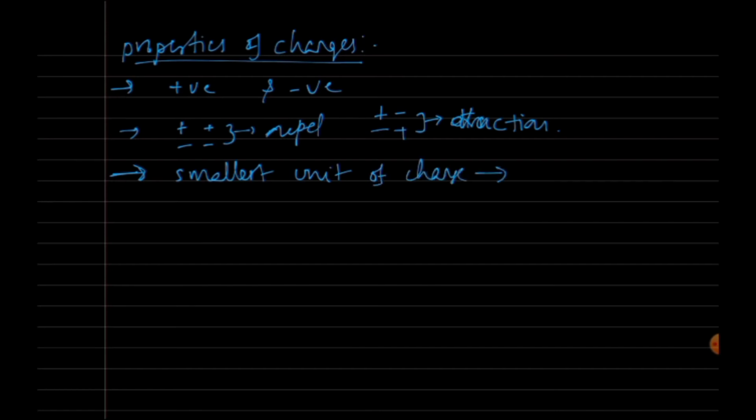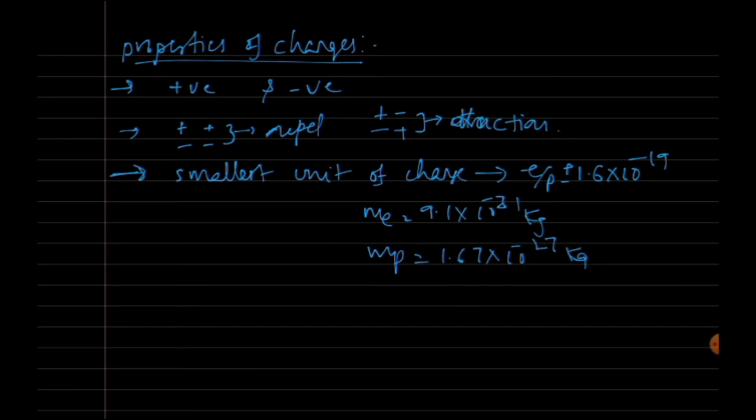The smallest unit of charge is universally accepted as the charge of an electron or proton. Charge of electron or proton, and its value is 1.6 into 10 to the minus 19, that is plus or minus. Mass of electron is 9.1 into 10 to the minus 31 kg, and mass of proton is 1.67 into 10 to the minus 27 kg. So the universally accepted value of the smallest unit of charge is the charge of an electron or proton.